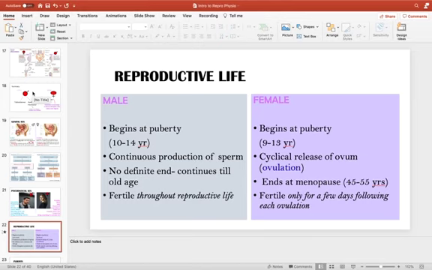Reproductive life. In males, it begins at puberty, about 10 to 14 years, with continuous production of sperm, and there is no definite end, and fertility happens throughout their life.